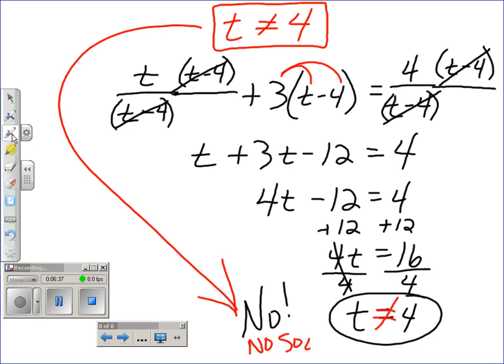There's no number that will work. Okay? So don't put t equals 4. You have to understand that 4 does not work. And since 4 doesn't work, nothing works, so there's no solution.